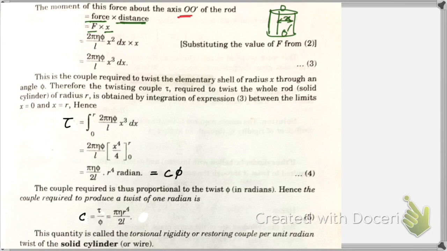Now you see, if you put the value of F from equation number 2, then you will get this expression. Finally it will be x into x squared, that will be x cubed. This is the couple required to twist the elementary cell of radius x through an angle phi, right? So this torque you can consider as twisting couple tau.